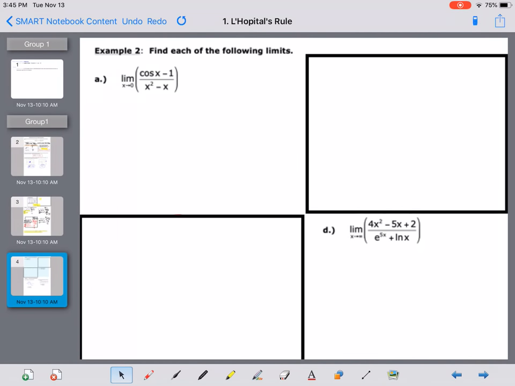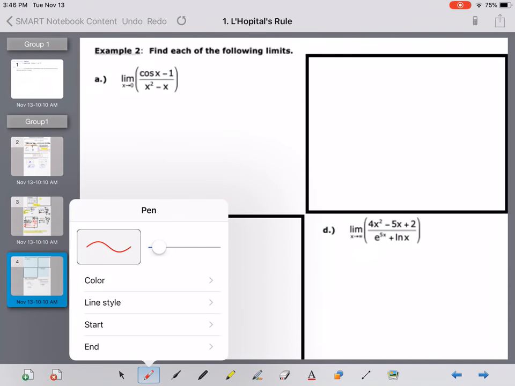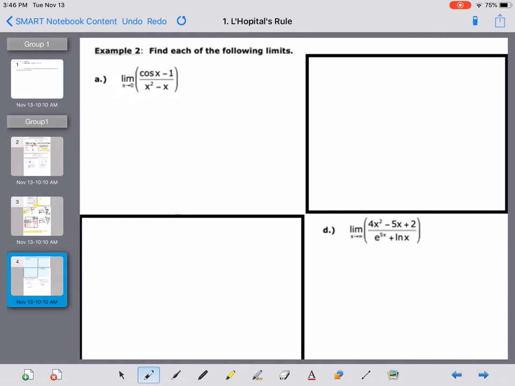Okay, so going back to the one we started with in A, that was the graph that we saw, and we had to make a decision. We couldn't really see the value, but L'Hopital's rule will lead me to whatever that value is. So I'm just going to do L'Hopital's rule and see if it works out. So if I plug into my numerator, cosine of 0 is 1, and 1 minus 1 gives me 0. And then the limit as x approaches 0 of x squared minus x gives me 0 again.